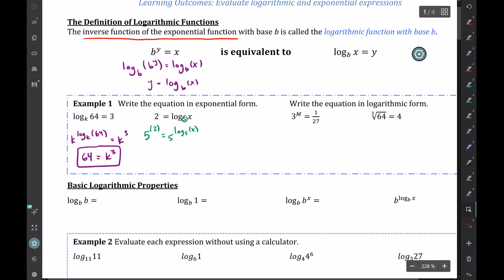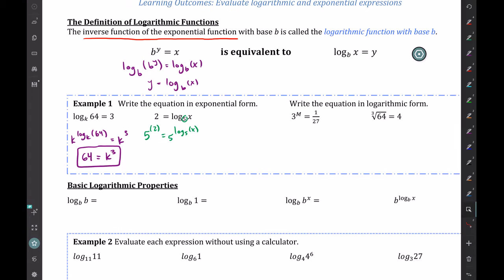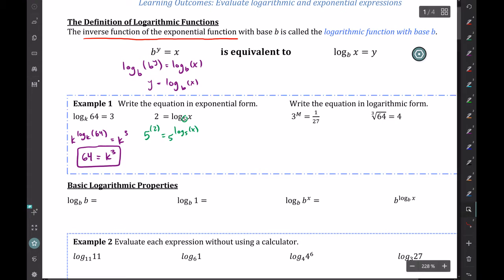So we start with 2 equals log base 5 of x, and we can evaluate both sides of the equation by the function 5 to the x, and we get 5 squared equals 5 raised to the log base 5 of x. But 5 to the x and log base 5 of x are inverses of each other. So this right-hand side here is x. So we get x equals 5 squared.